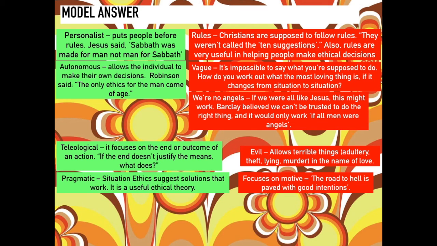The road to hell is paved with good intentions, so the focus on motive isn't that useful. We aren't very good at predicting what the most loving thing is going to be. Any consequentialist theory is going to struggle with the same problem, and because we're no angels, the focus on motive isn't going to work. Also, because there are no moral rules and because it justifies everything, the end justifies the means, this can allow potentially horrendous actions like adultery, theft, lying, or murder. Now that is a huge range that I've covered there, and there's a clear flow in the argument.